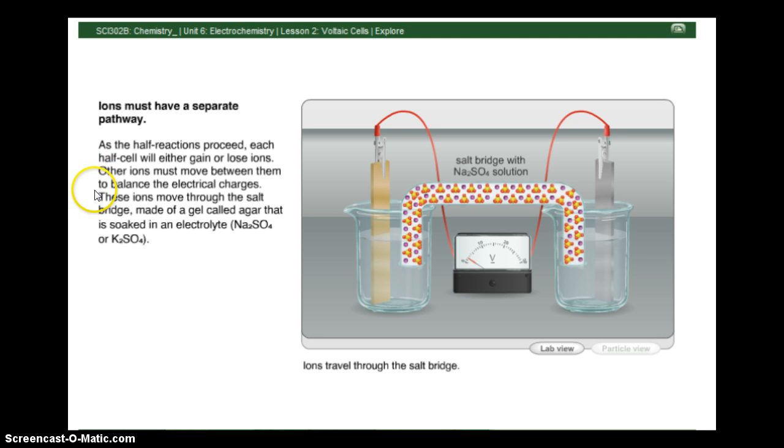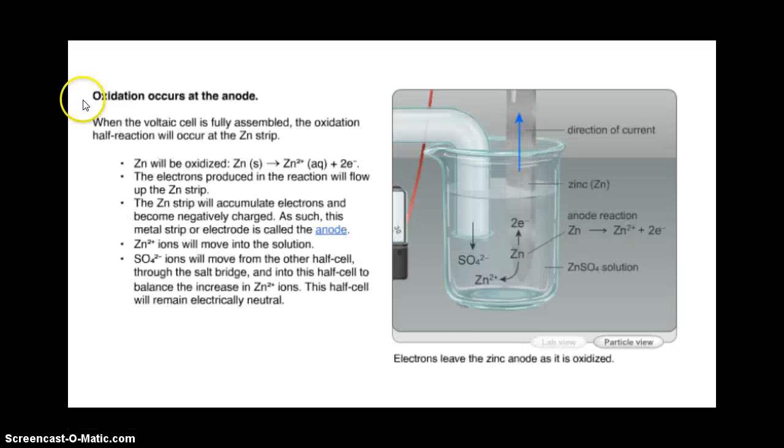So the ions move through the salt bridge made of a gel called agar that is soaked in an electrolyte, usually sodium sulfate or potassium sulfate. So inside this glass tube is where they have this Na2SO4 gel, which is called agar, or it can be K2SO4, and that allows the back and forth to keep the thing neutral overall. And I did copy paste the last slide in the note, and I'm doing the same with this one.